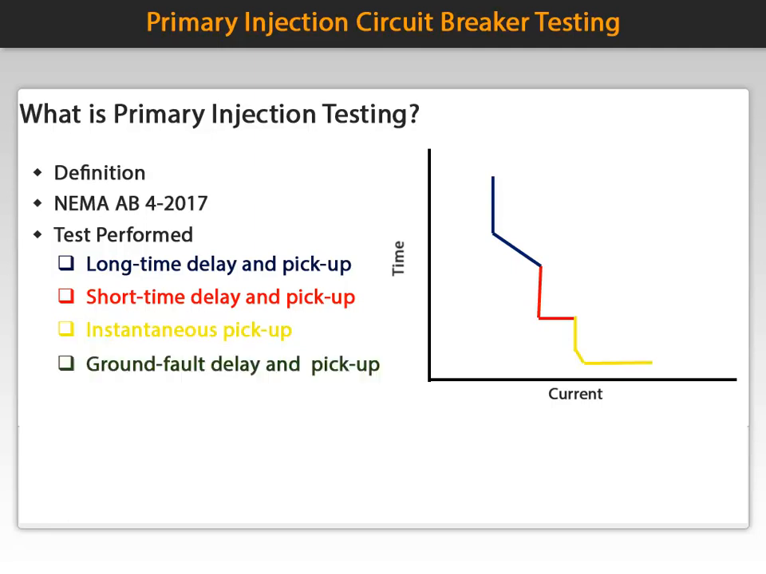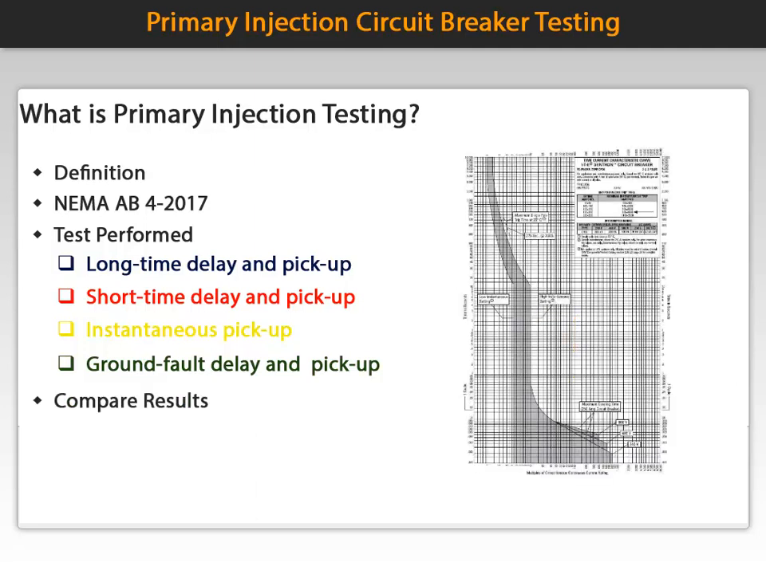The last test is ground fault delay and pickup. This is the green line on the curve. These are usually low current. Current is injected and the trip time is recorded. The results of all these tests are compared with the manufacturer's published trip curves to determine if the breaker is operating within the specified limits.